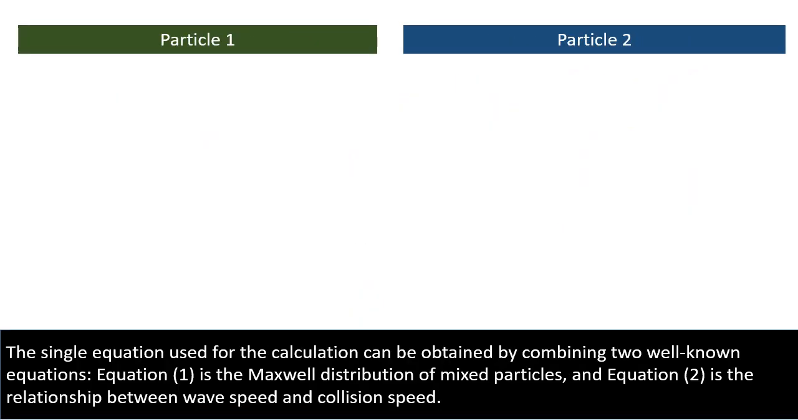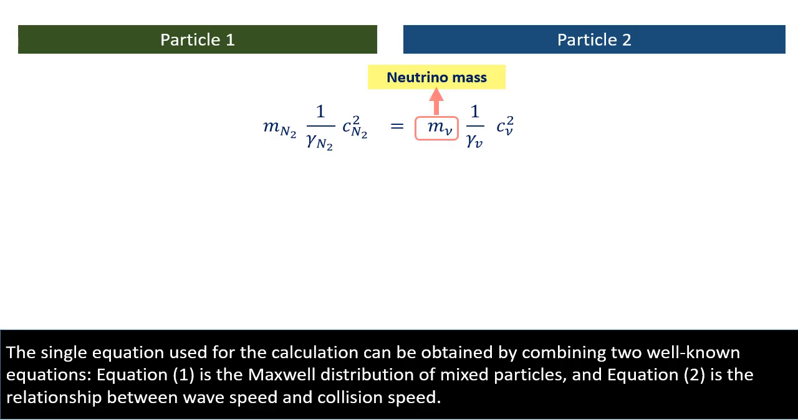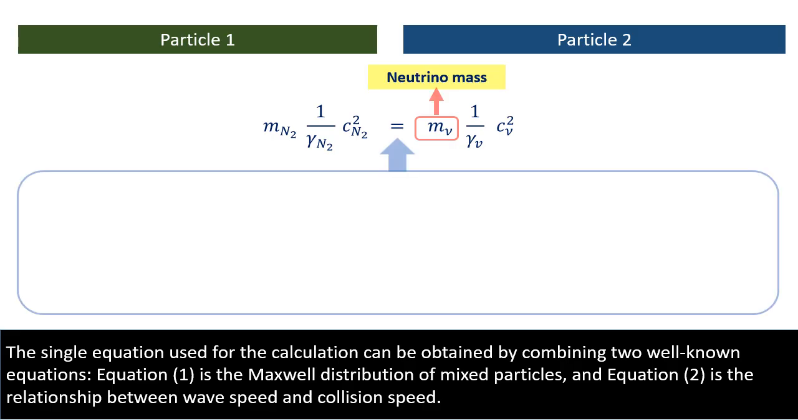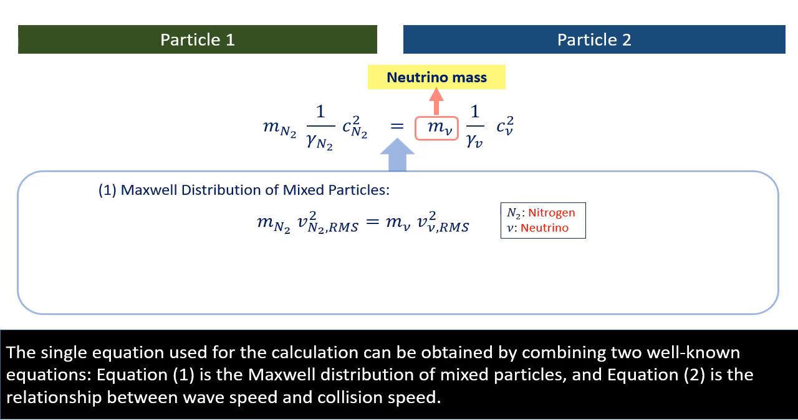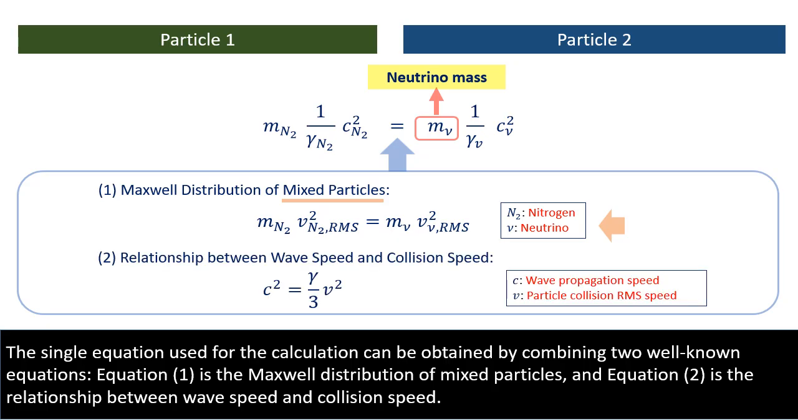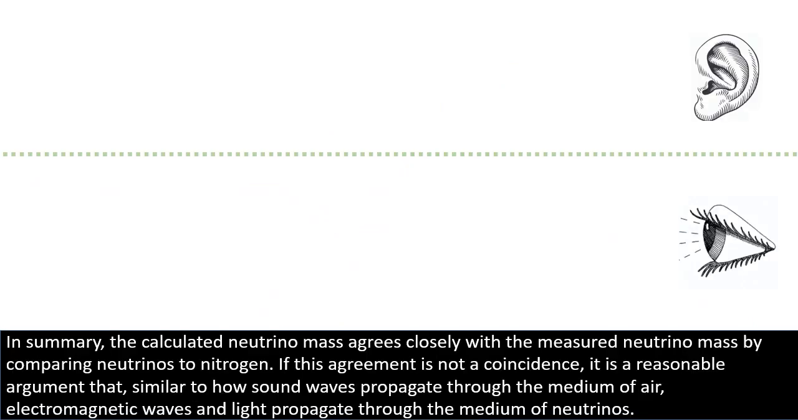The single equation used for the calculation can be obtained by combining two well-known equations. Equation 1 is the Maxwell distribution of mixed particles, and equation 2 is the relationship between wave speed and collision speed. In summary, the calculated neutrino mass agrees closely with the measured neutrino mass by comparing neutrinos to nitrogen.